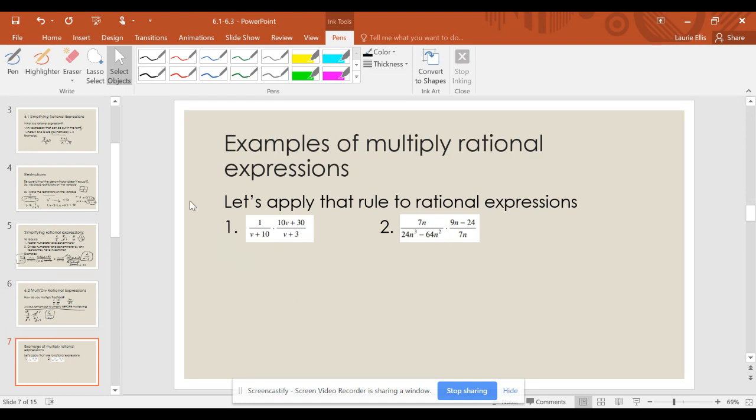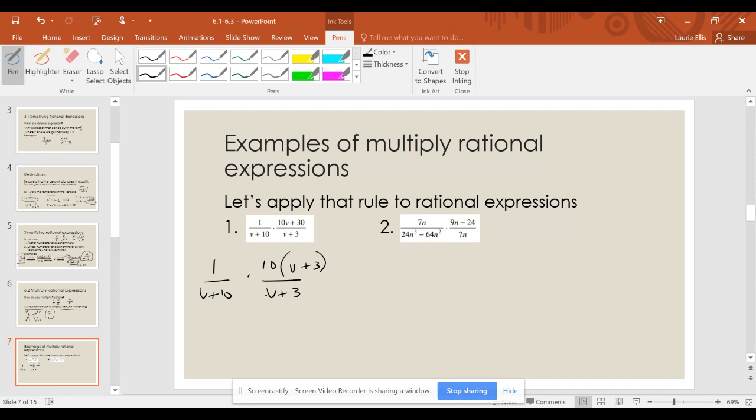Okay, so now we're going to go through an example. I have 1 over v plus 10, 10v plus 30. I'm going to rewrite this because it gives me a little more space: 1 over v plus 10 times v plus 3. The greatest common factor of v plus 10 and v plus 3 is 1, so I don't need to do anything different. In my numerator, I see a 10 and a 30, and they have 10 in common. So my greatest common factor is 10, 10 times v plus 3.